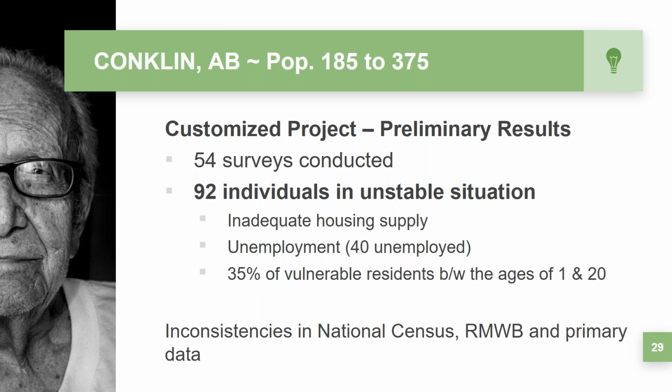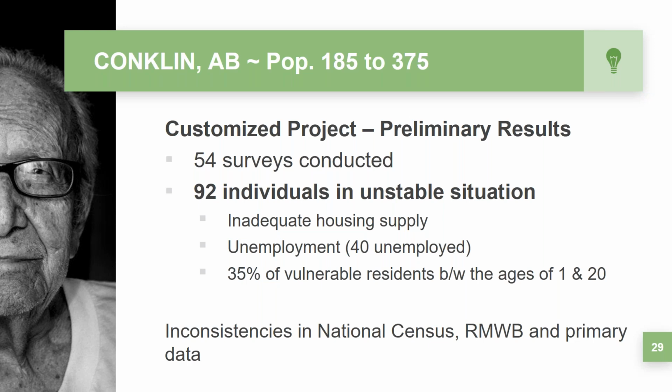Based on their StatsCan data, they had 185 people in the community. Their municipality said around 375 people. So again, right off the bat, we can see there's a huge discrepancy. They were not sure what was happening in the community, and this had to be done. The customized method involved door-to-door service. We did 54 surveys. This was a little more expensive than the $5,000 because they had to do the door-to-door surveys.